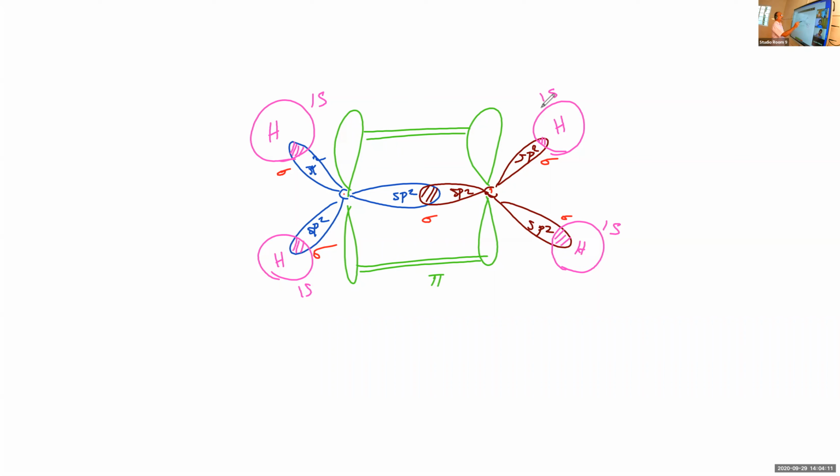See here, one is a sigma bond. The sigma bond is by sp2 overlap.